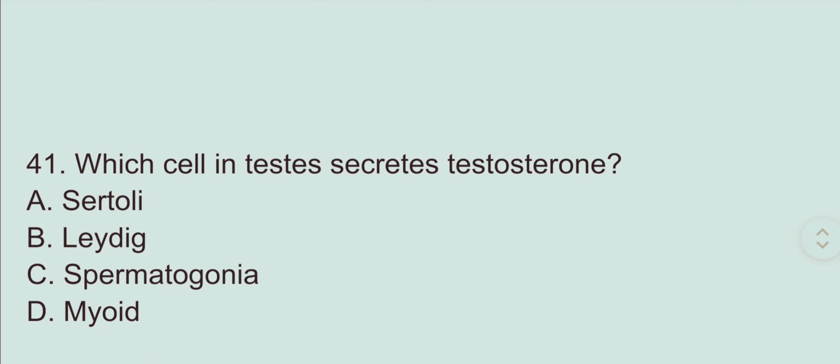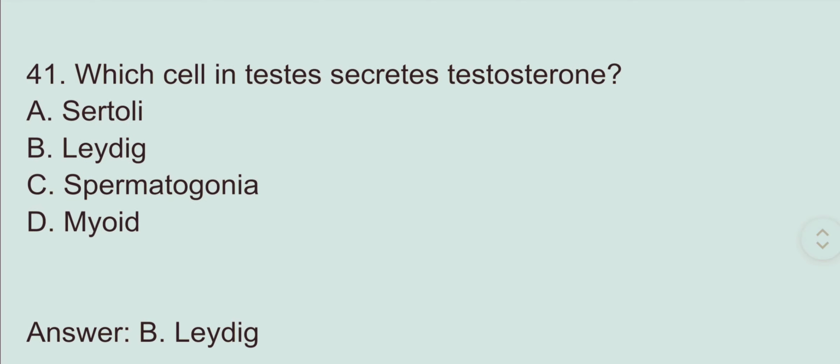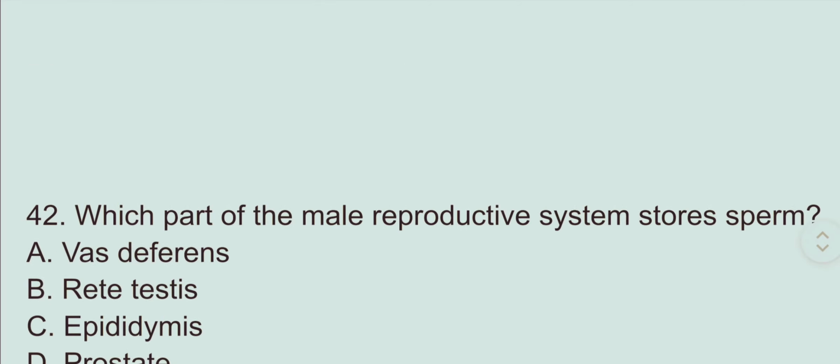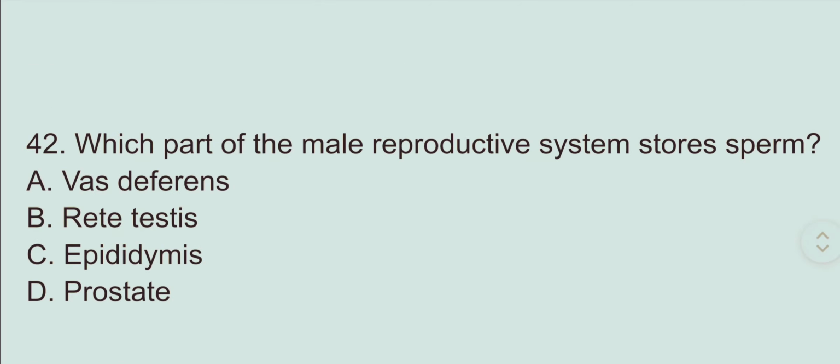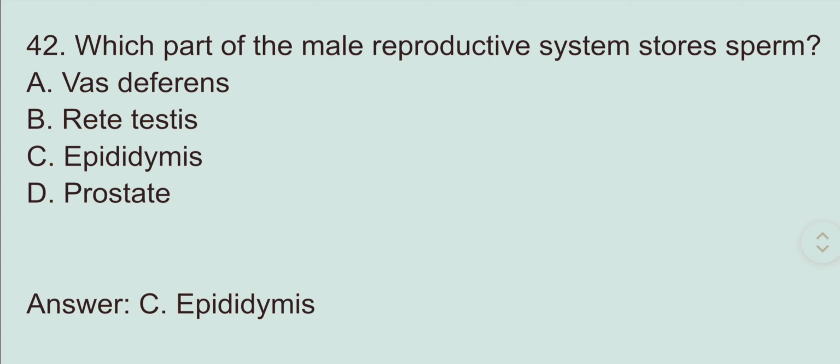Question number 41. Which cells in testis secrete testosterone? Correct option is option B. Leydig cells secrete testosterone. Question number 42. Which part of the male reproductive system stores sperm? The correct option is option C. Epididymis stores sperm.